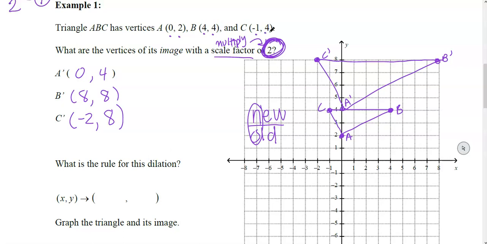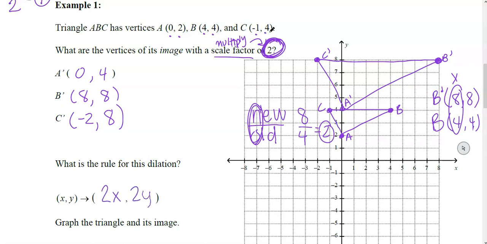So if I select, for example, this one seems easy, B prime, that's 8, 8, and the old point was 4 and 4. If I divide the x-coordinate, new over old, 8 over 4, so 8 divided by 4 is 2. So my scale factor is 2, so it got 2 times bigger. And again, you have to be careful, the new one always goes on top and the old one at the bottom. Now to write the rule for dilation, it is being multiplied, so 2 times your x and 2 times your y. Alright?